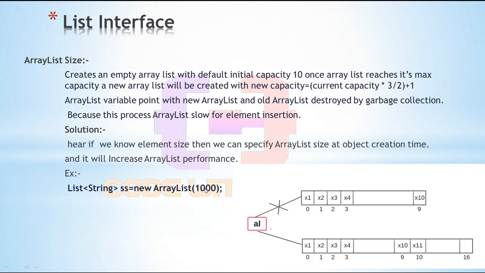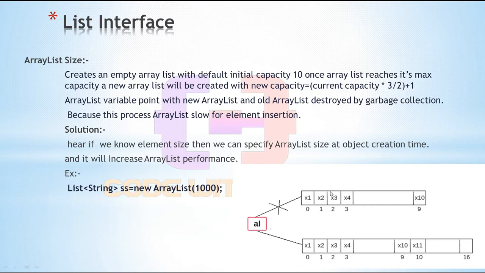After 1000 is complete, then it will follow the current capacity formula. Let's see, the current capacity is 10 into 3, divided by 2, that means 15 plus 1, 16. Using this formula, every time it creates a new array list and destroys the old array list.